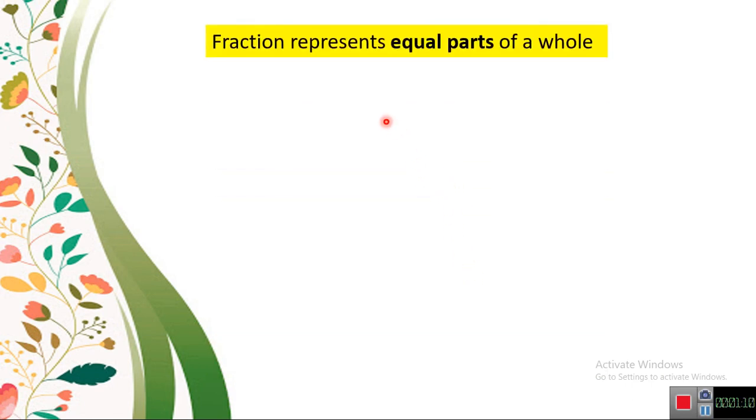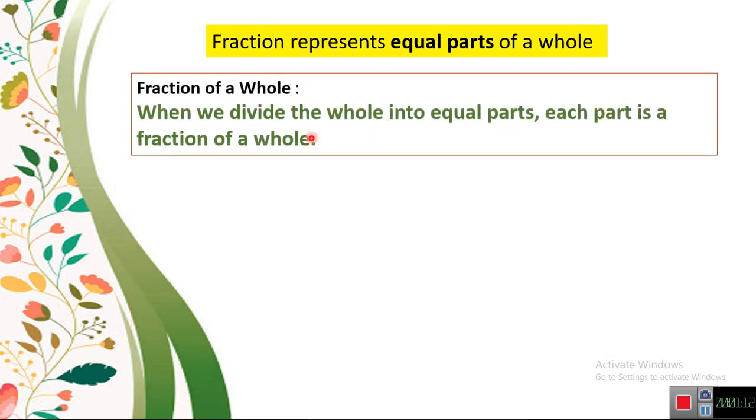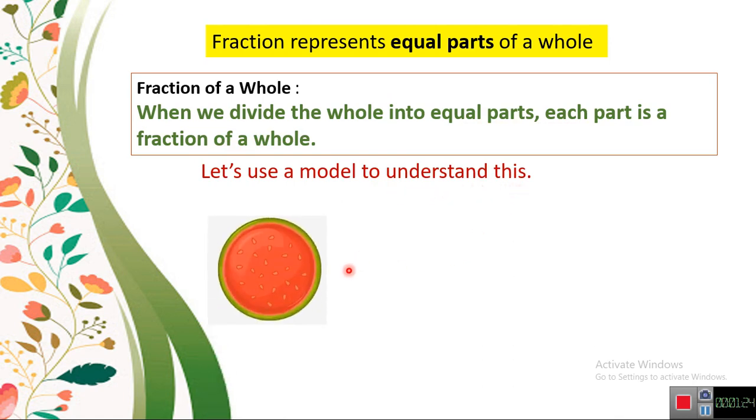Fractions represent equal parts of a whole. When we divide the whole into equal parts, each part is a fraction of a whole. Let's use a model to understand this. This is a slice of a watermelon. It's one whole. This whole can be split into some more parts.